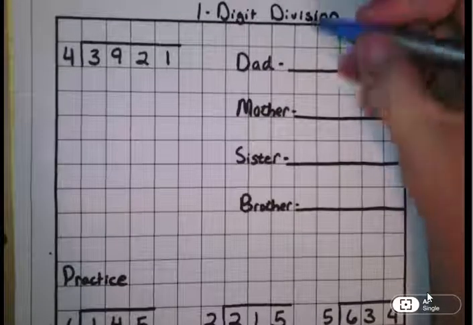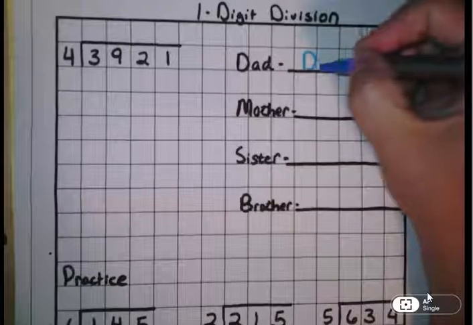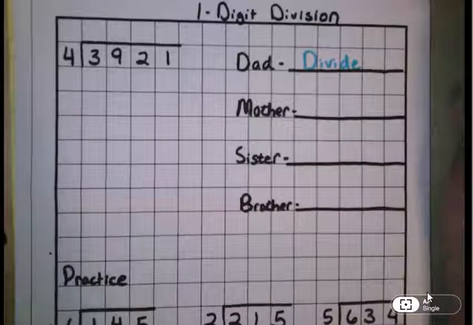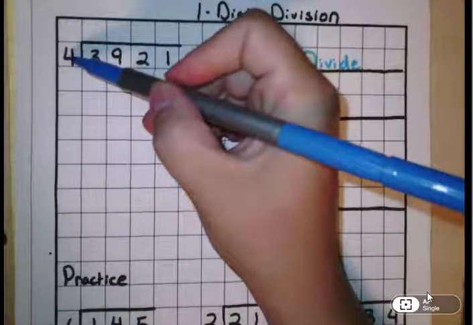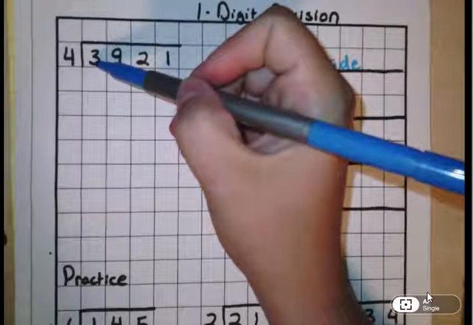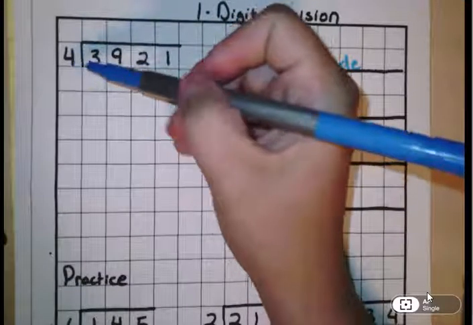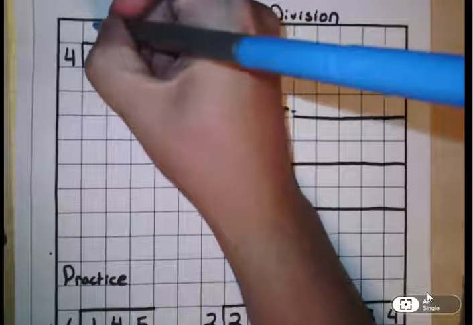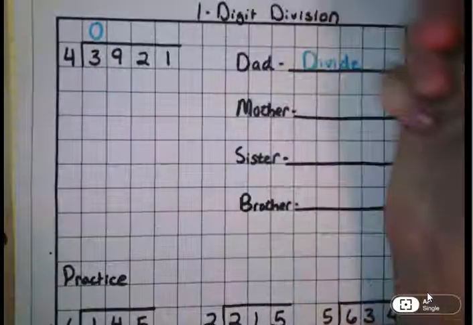So dad stands for divide. So when we divide, that's when we come over here and we say, how many times will 4 go into 3? Well, we know that 4 is bigger than 3. 4 won't go into 3. It goes in 0 times. So that's our division step.